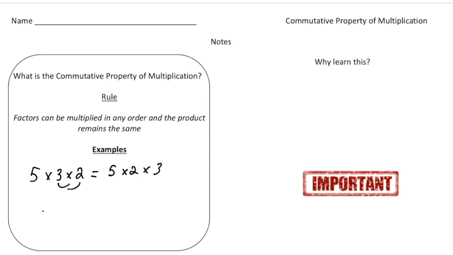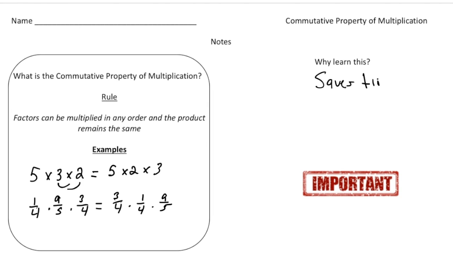Another example could be, say, 1/4 times 9/5 times 3/4. And because all we're doing is multiplying, I can move the numbers around. I could say this is the same as 3/4 times 1/4 times 9/5. All right. So again, why learn this? Well, it's the exact same reason as the commutative property of addition. It saves time.